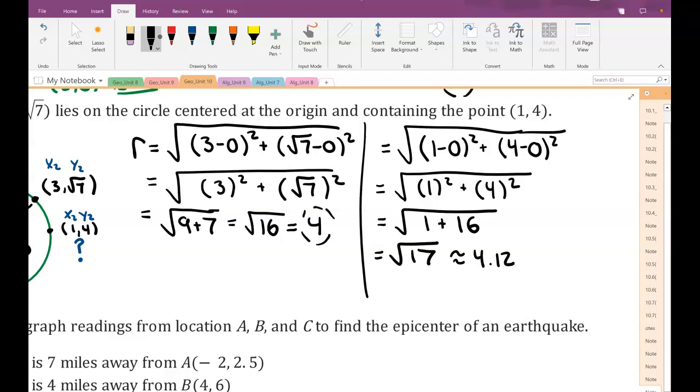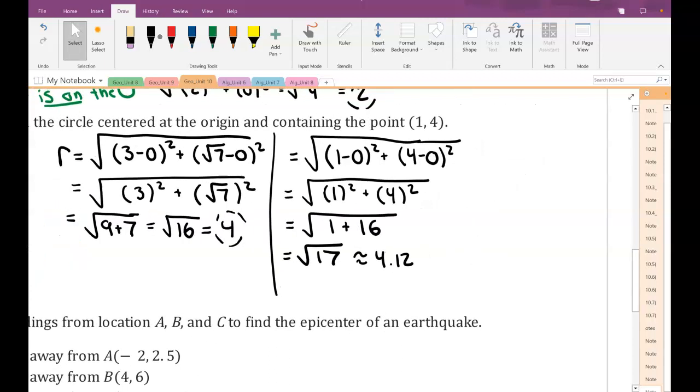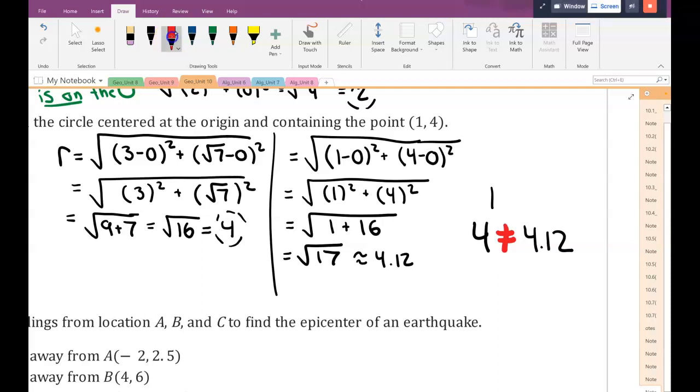So how I would show my answer, I like just saying that 4 is not equal to 4.12. So we would say this is false. It's close, but not exact. It's got to be exact. All right.